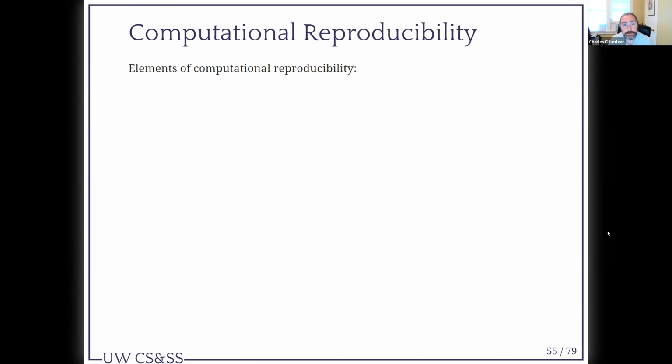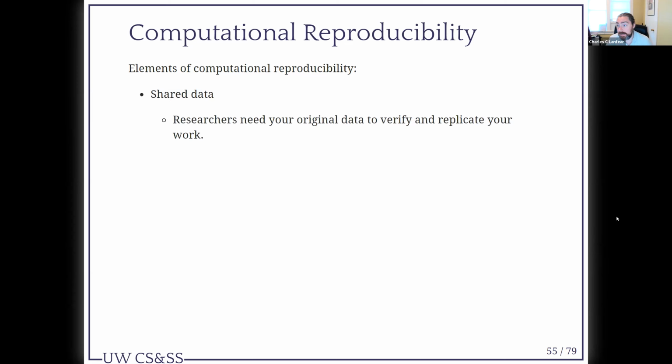Computational reproducibility has a few different elements. The first element is shared data. Obviously, people cannot reproduce your work if they do not have your data. Researchers need your original data to verify and replicate your work.